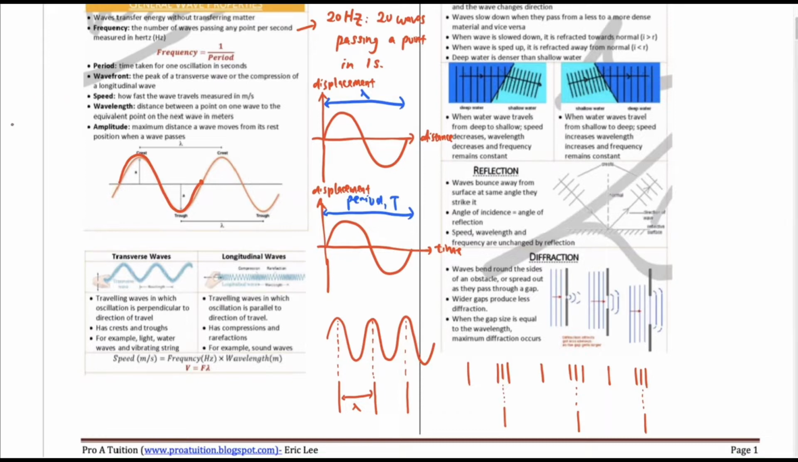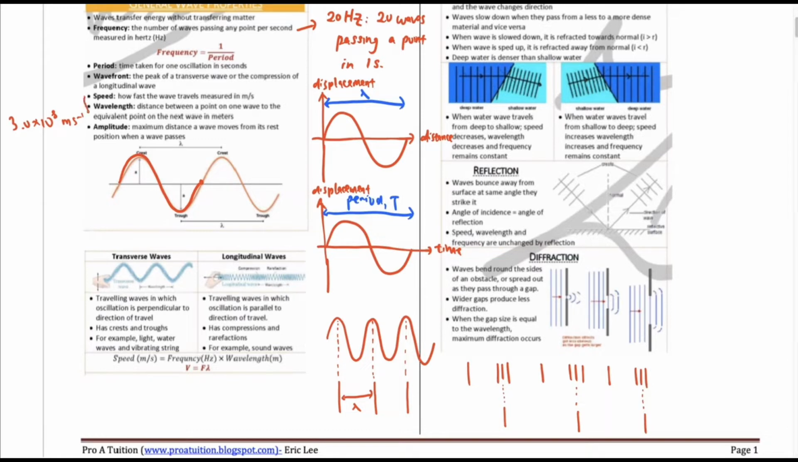Light travels at the speed of 3.0 times 10 to the power of 8 meters per second. So this is how fast light travels. Light is a wave, just for your information. It travels at this speed, 3 times 10 to the power 8, very, very fast. Cannot imagine. Okay, so that is the speed.